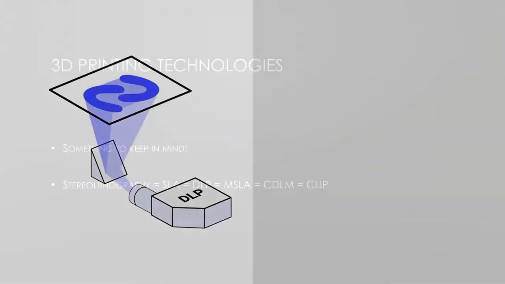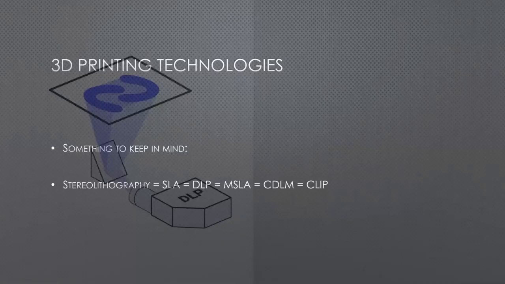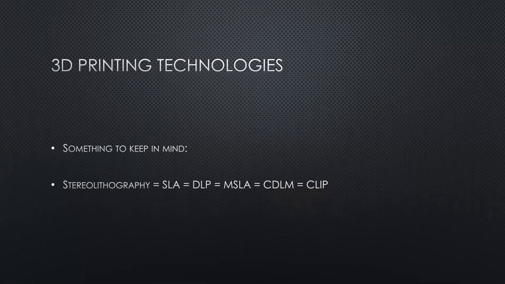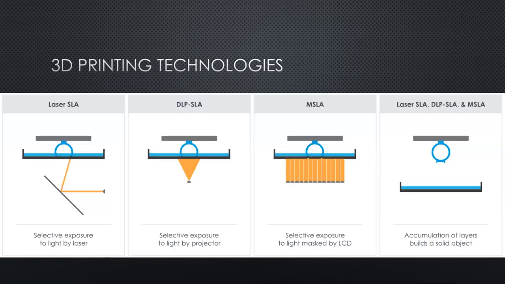So all of the VAT photopolymer resin-based printing technologies are a form of stereolithography. Although manufacturers and companies will tell you that these technologies are extremely different and one may be better than the other, they are at their core all based on the original stereolithography process that was invented in 1983 by Chuck Hall. They all use a source of light and cure a photosensitive resin in order to produce a 3D object. Single laser SLA is self-explanatory, DLP instead uses a projector, MSLA uses either LEDs or LCDs as the light source, and in the end, they all produce a three-dimensional object.